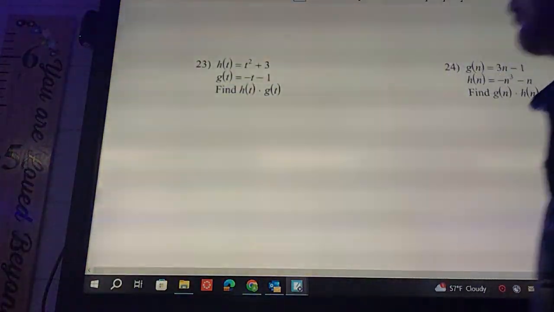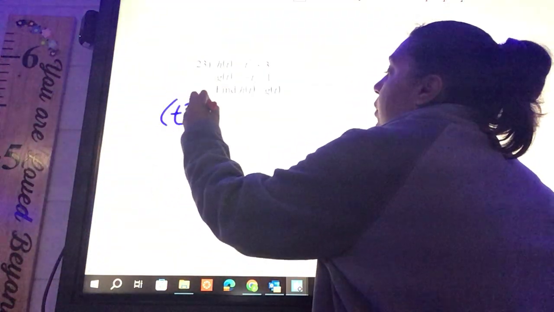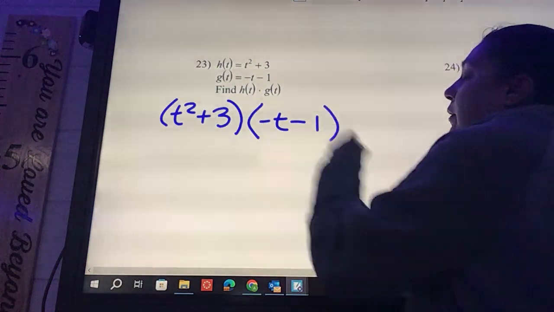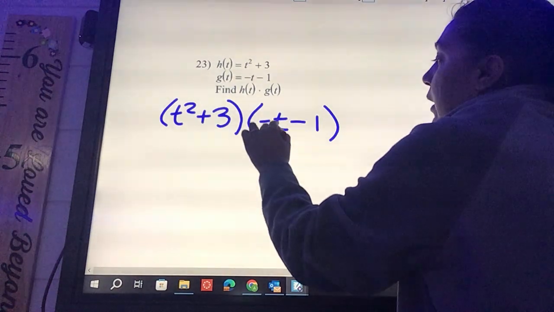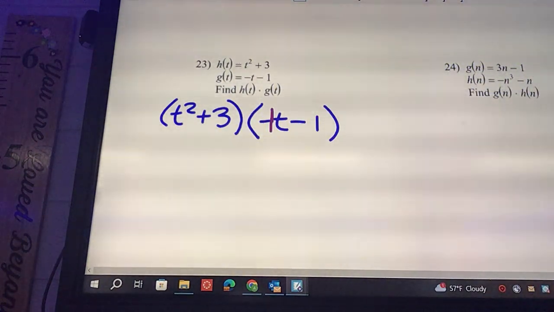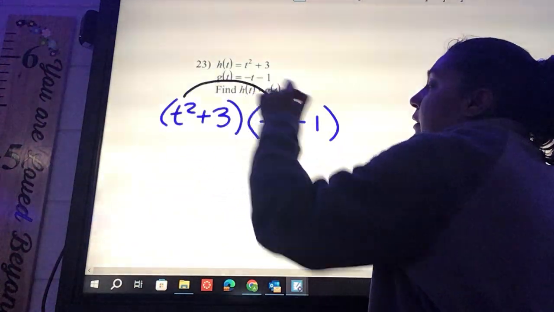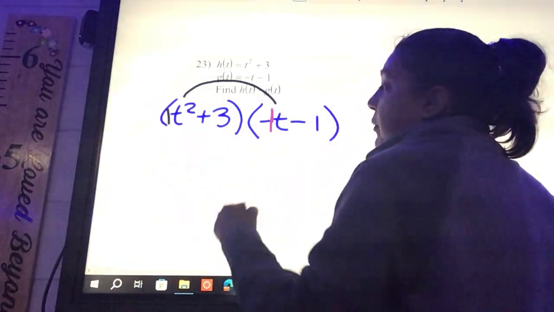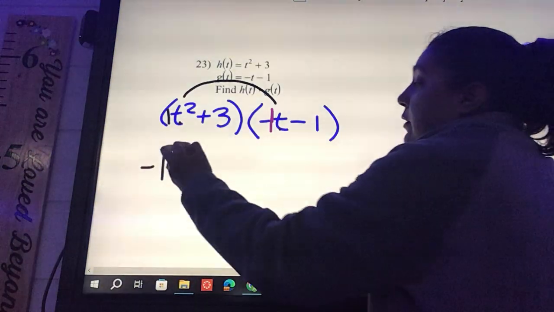Okay, 23, we got h of t times g of t, so it's gonna be t squared plus 3 times negative t minus 1. Okay, and I would help yourself out and put a 1 right here in between that -1 and that t. Okay, so you gotta multiply the first, the outer, the inner, the last. So t times, so 1 times 1, -1 is -1. We have a T2 and a T1, so that's T3.